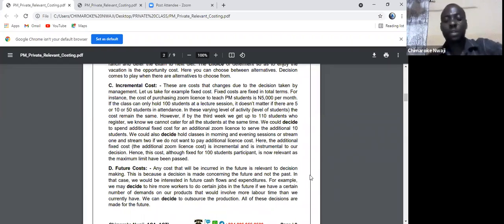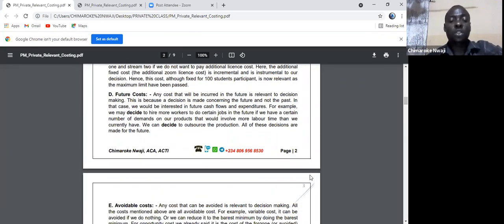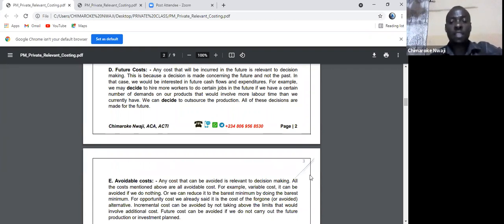All right, so the next one is future costs. Any cost that will be incurred in the future is seen as relevant. So when we can incur a cost in the future, it means that we are going to talk about the future time. So how do you know that a cost is a future cost? You hear verbs that relate to the future.